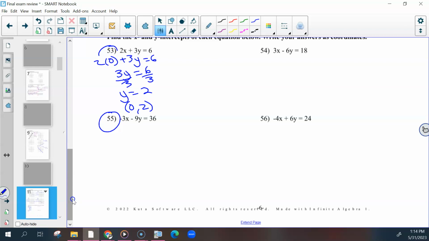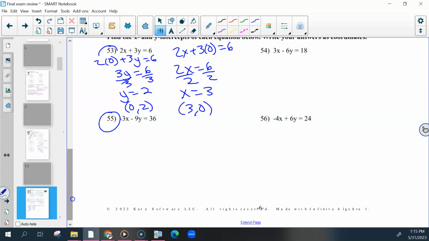Then you would do the same thing to find x. Put 0 in for y, and solve. So this would become 0. We don't need to bring that down. Divide both sides by 2. And we could write that as an ordered pair: 3, 0. Questions on that one before we do 55?